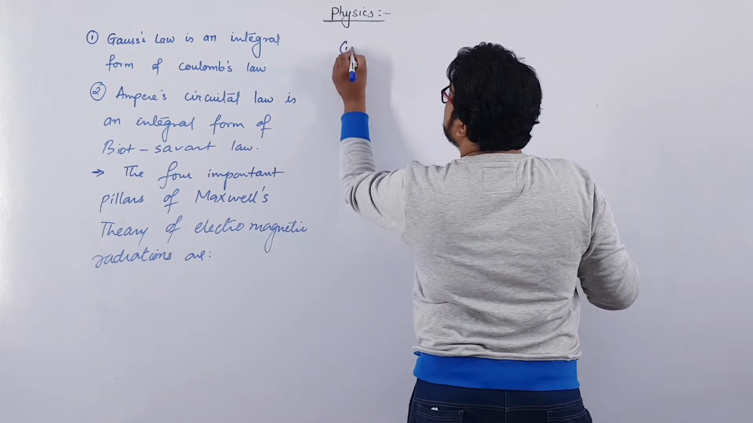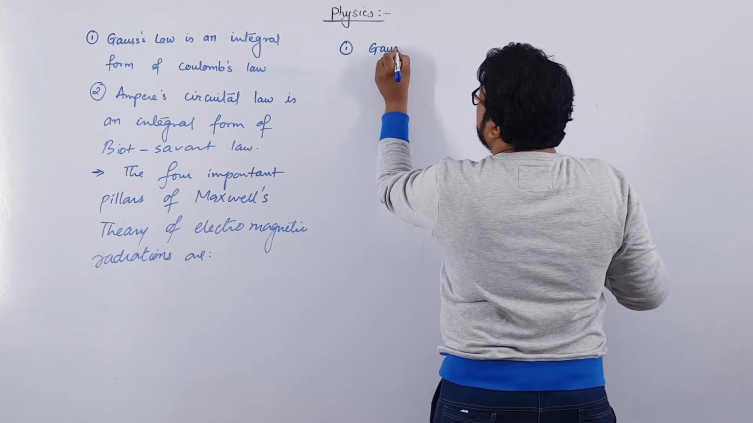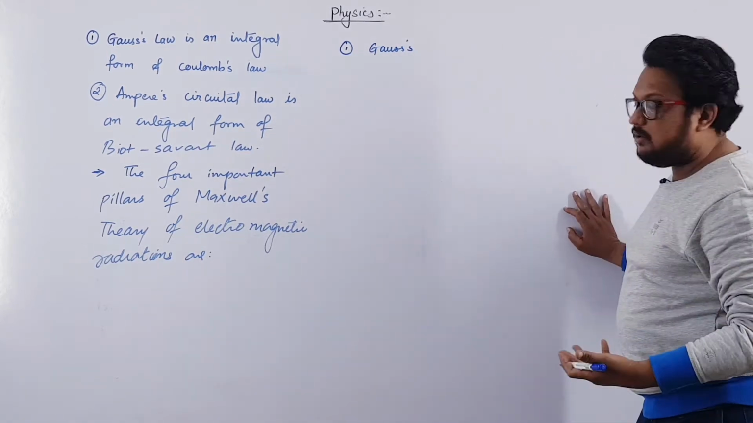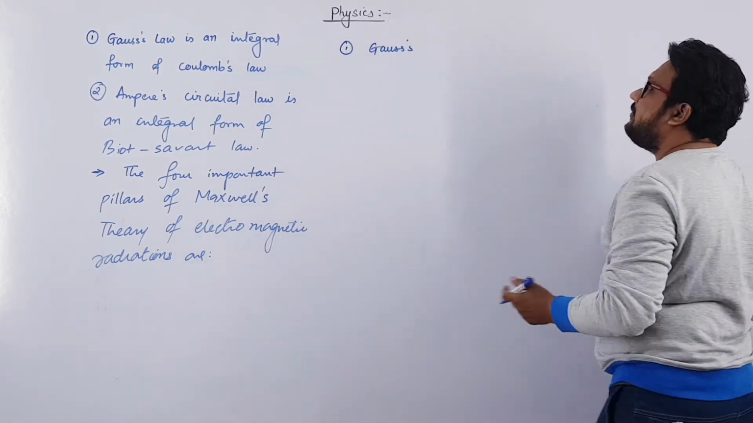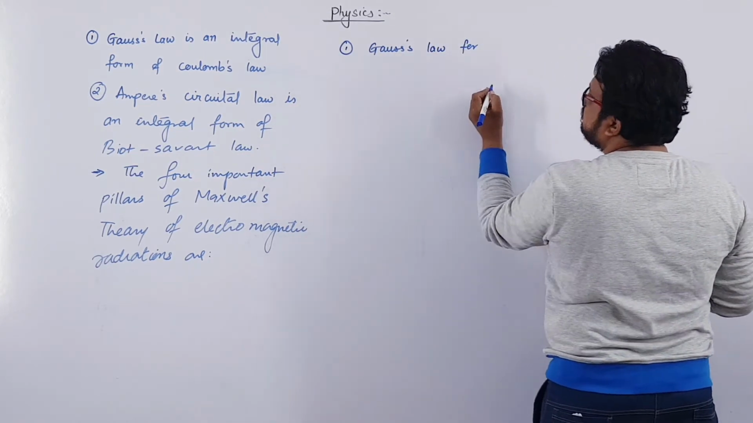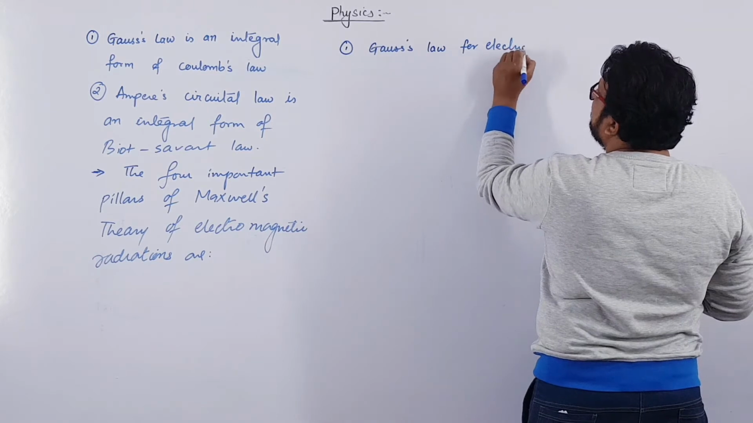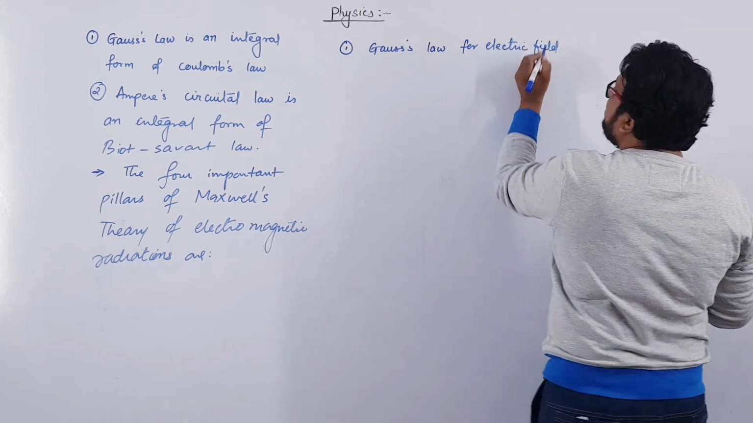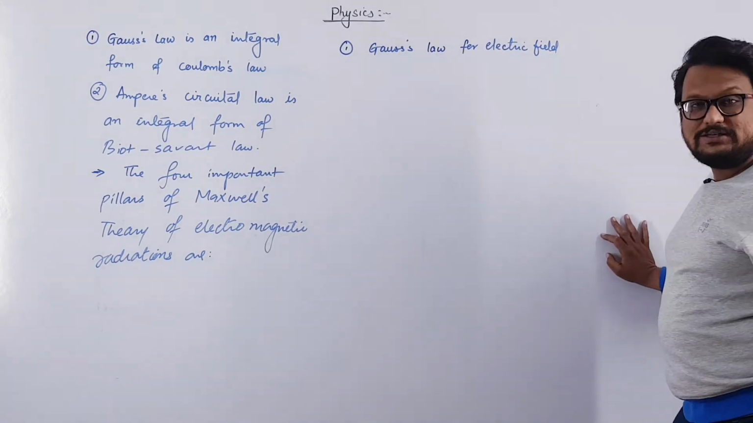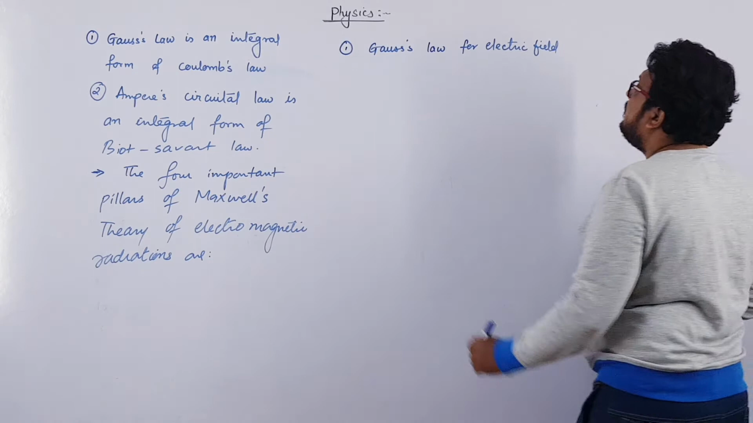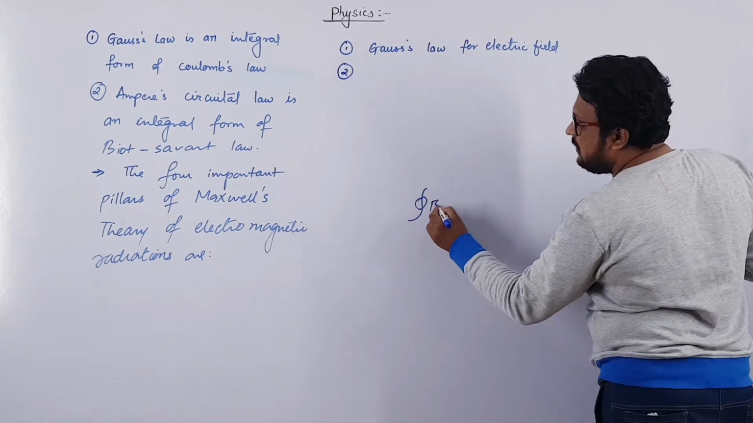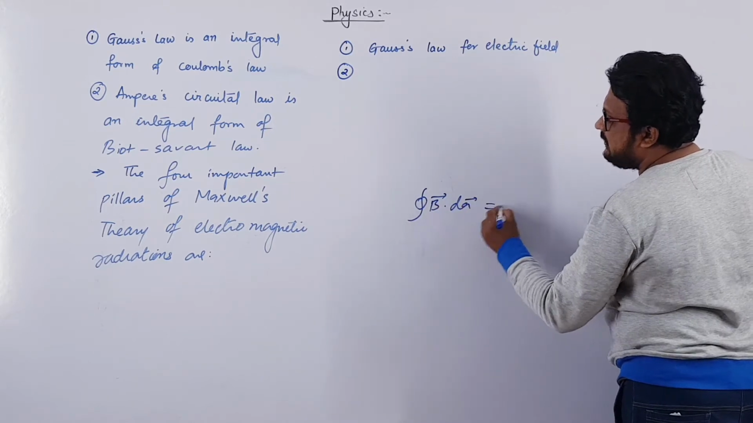The first one was Gauss. Actually it should be Gauss theorem or Gauss law for electric field. Why do we have to write electric field? Because we do have Gauss theorem for magnetic field, right? Integration B dot dA over a closed path is always 0.